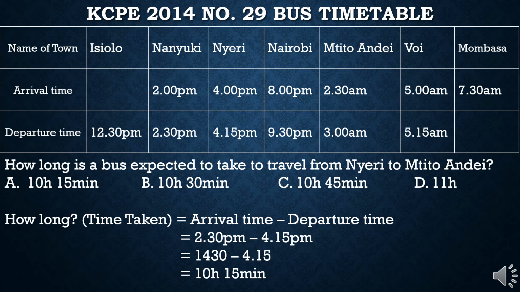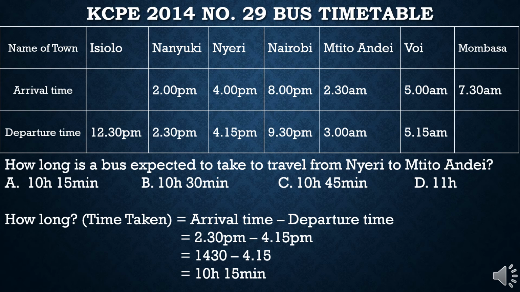So how long is asking about time taken. Remember, time taken is achieved by getting arrival time minus departure time. Take note, it's arrival time minus departure time. Never say the opposite, that is departure minus arrival. Never. It is arrival time minus departure time.